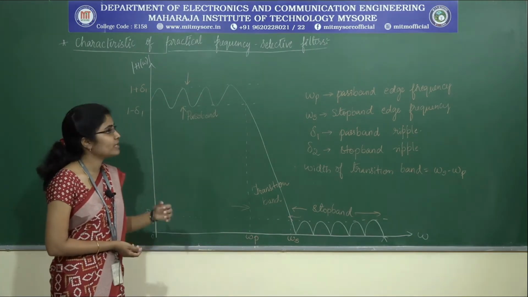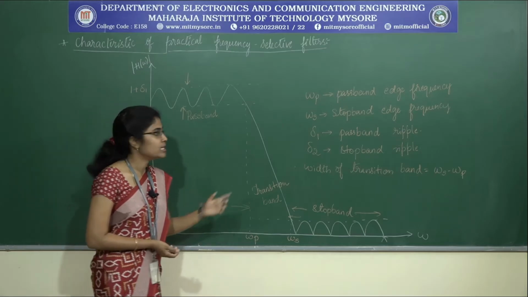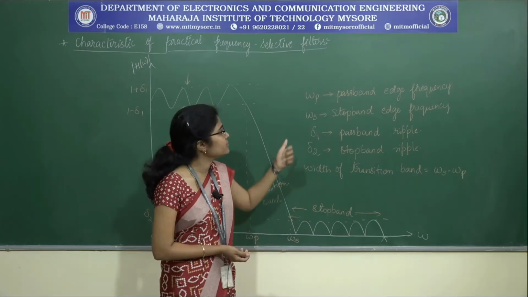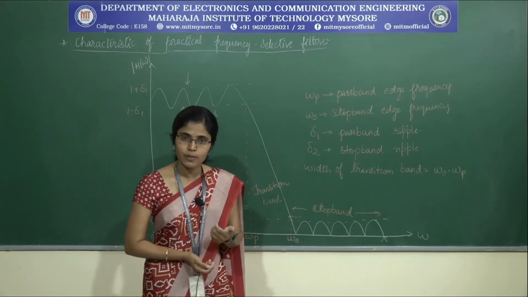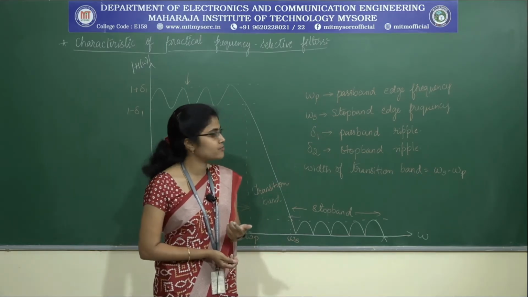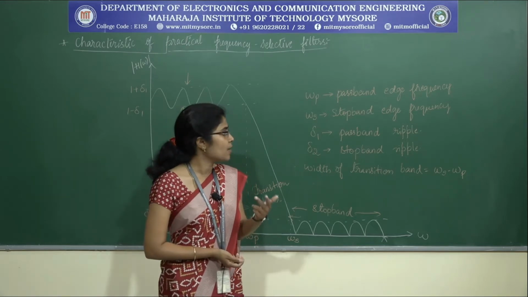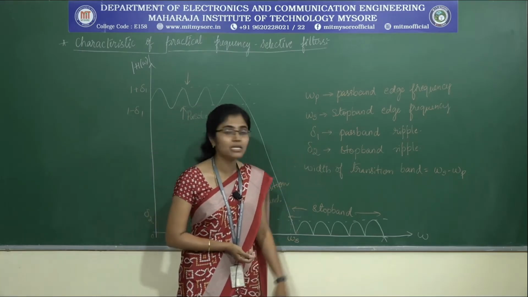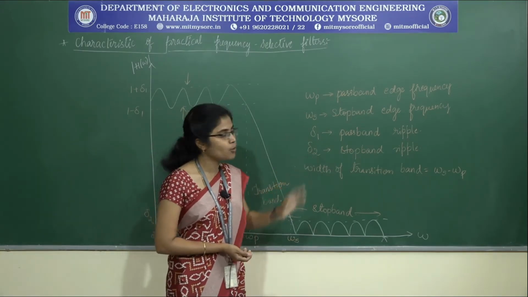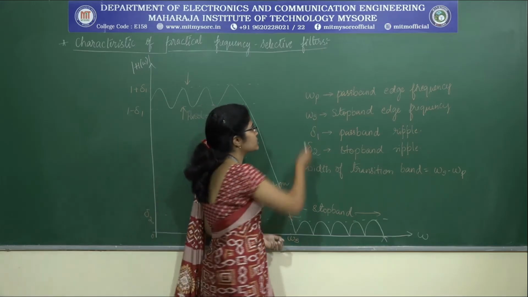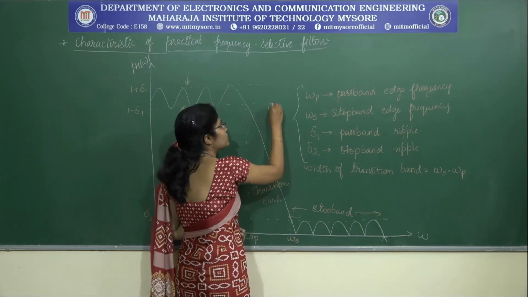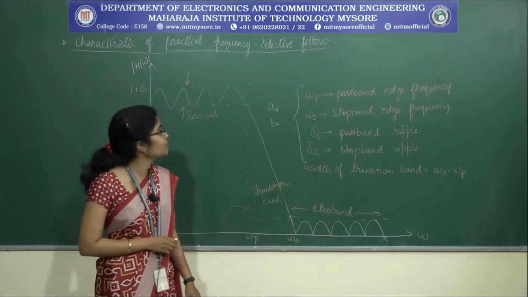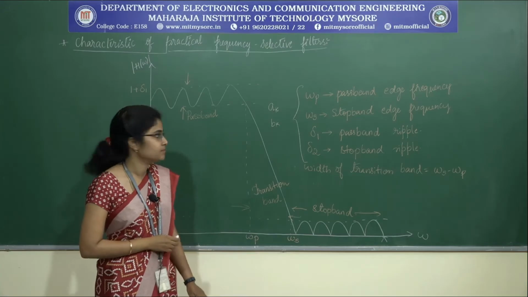Whenever we design any filter, these are the 4 parameters which we need to keep in consideration: first, the pass band edge frequency; second, the stop band edge frequency; third, the maximum tolerable pass band ripple; and fourth, the maximum tolerable stop band ripple. Keeping these 4 things in mind, we choose the filter coefficients a_k and b_k, which are helpful for the design of any FIR filter.